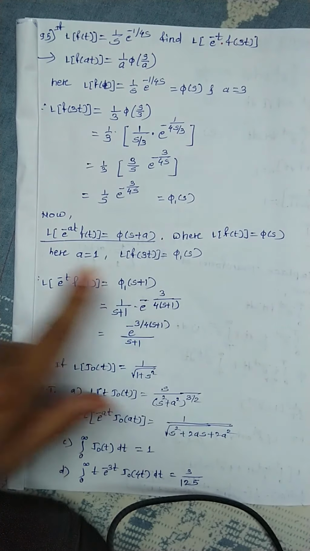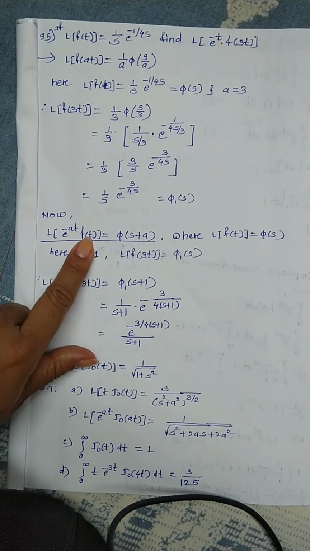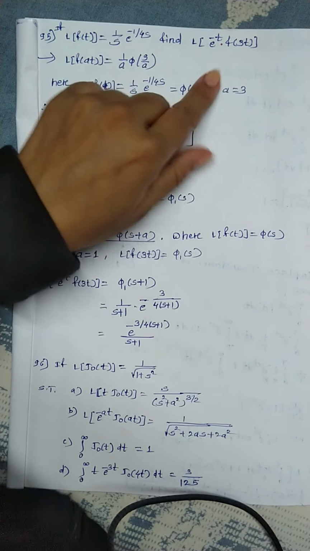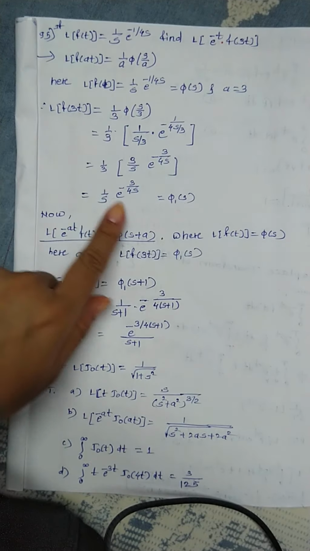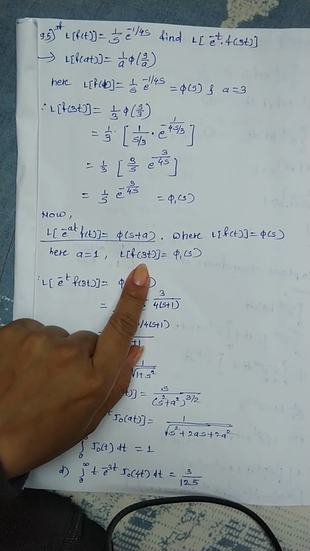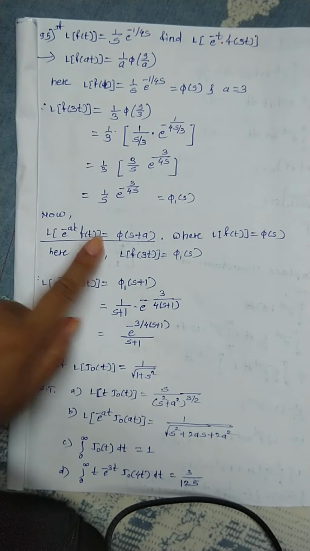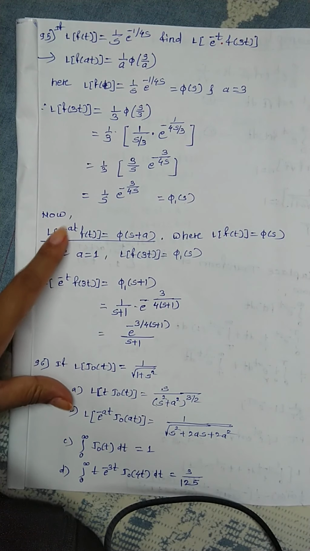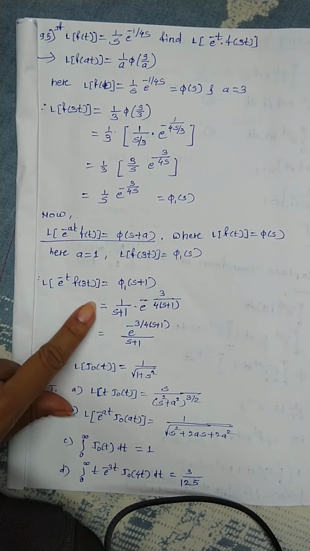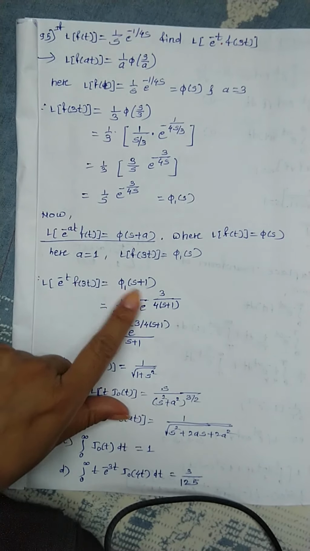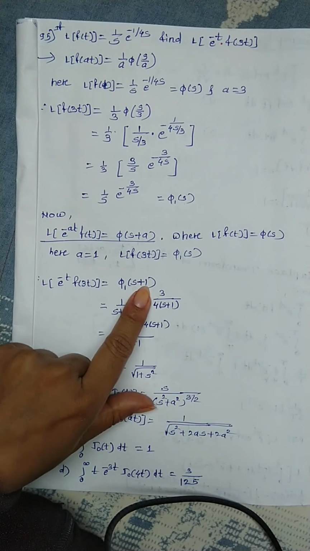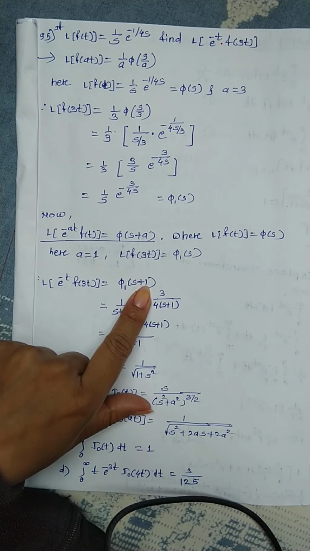Phi of s in this property is the Laplace of f of t. Our original question consists of f of 3t. That's why the f of 3t Laplace we have called it as phi 1 of s. Now put this value in this formula. What we get? L of e raised to minus t f of 3t becomes phi 1 of s plus a, means s plus 1. This is our final answer.